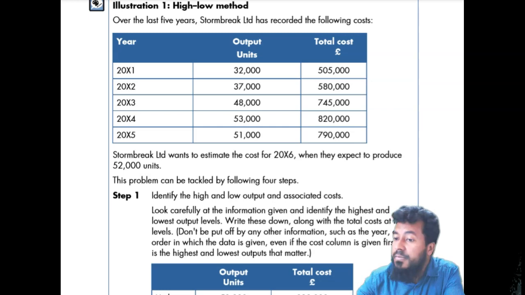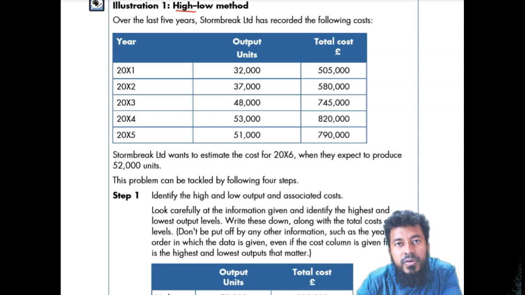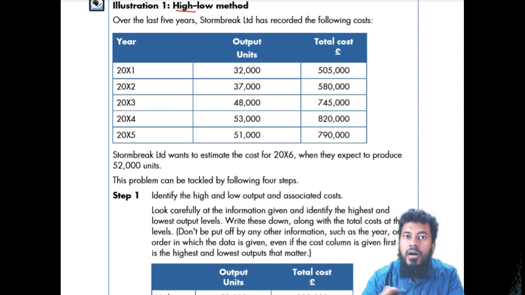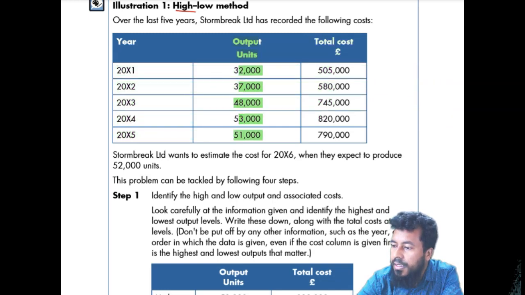Hi everybody, welcome. This illustration is about the high-low method, which is used to find your variable cost per unit and fixed cost. You'll be given the total cost, but it will not be split into fixed and variable cost. You need to find it out in a suitable manner. The method is, you'll be given outputs, and you'll be given the cost.